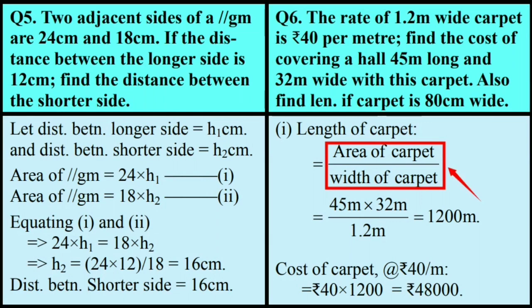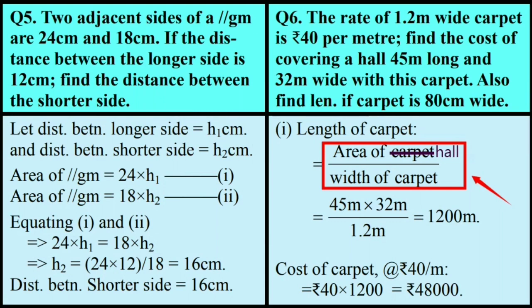Solution is very simple. As we know, the area of the hall is equal to the area of the carpet required, and since the width of the carpet is given, hence length of the carpet required is area of the carpet divided by width of the carpet, means area of the hall divided by width of the carpet.